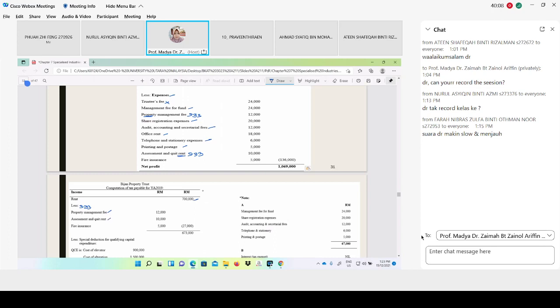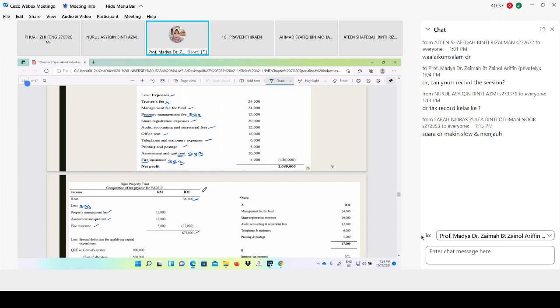And then you have fire insurance. Fire insurance is definitely towards the property, for you to gain the rental income. So this is also section 33, where you deduct straight away under rental income. Then you get the adjusted rental income.